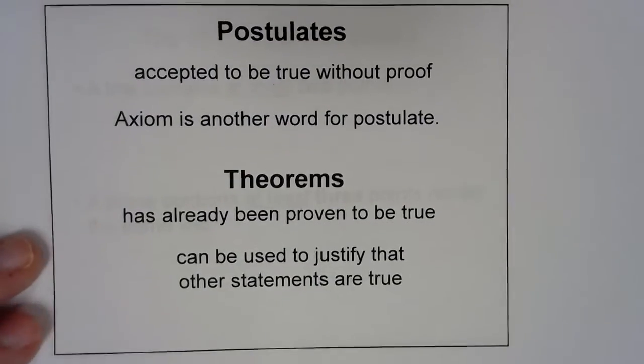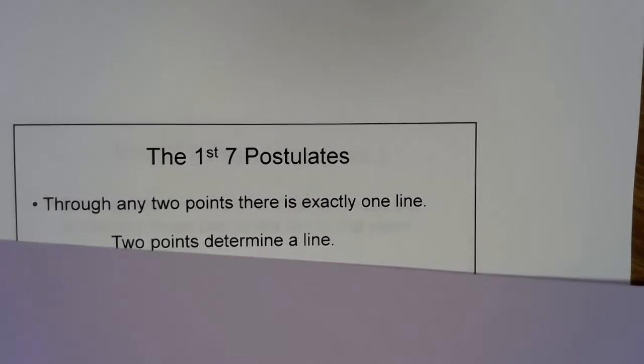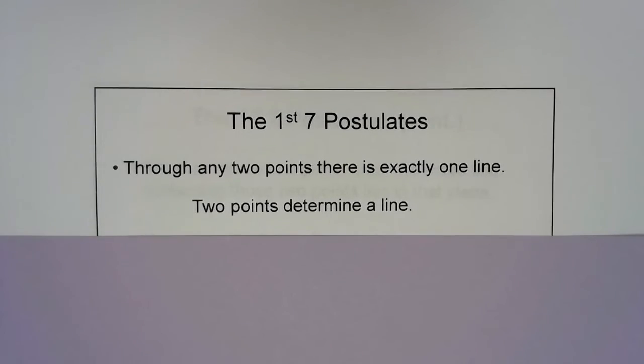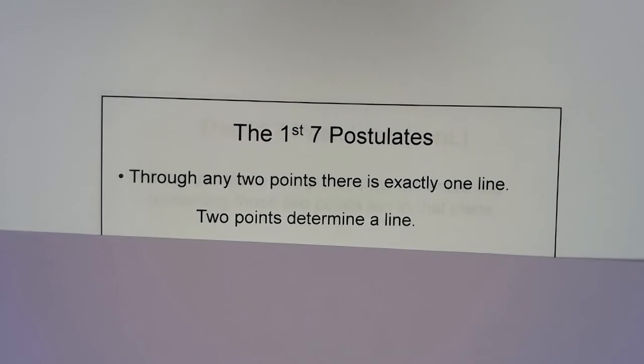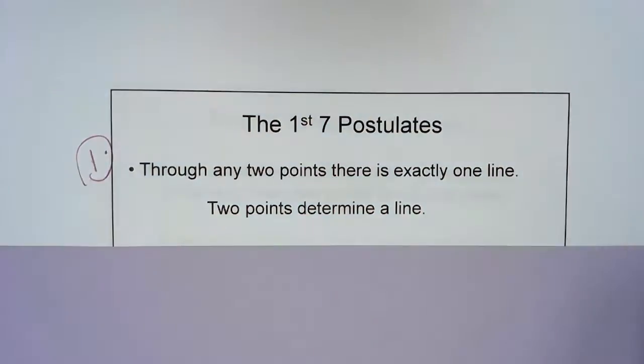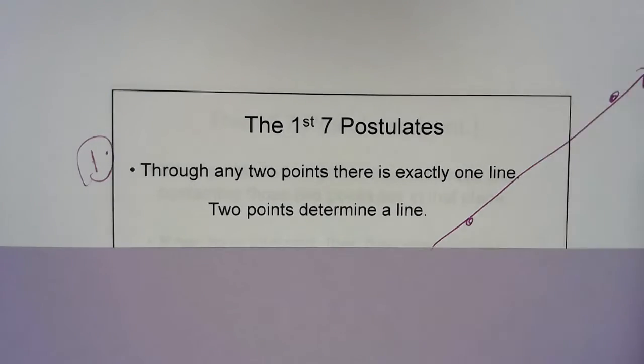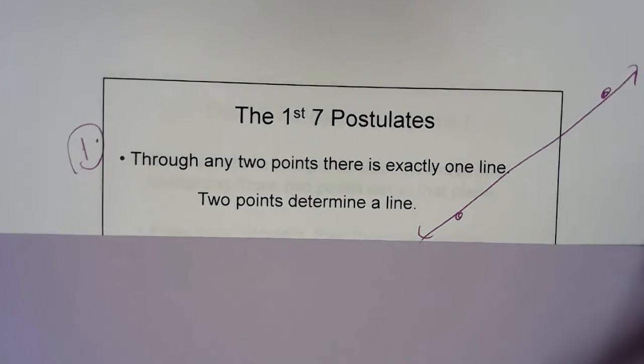So in geometry, we have what we call the first 7 postulates. So here it goes. Here's the first one. Through any 2 points, there's exactly one line. So you could reword that by saying 2 points determine a line. So we're going to call that postulate number 1. Any 2 points, I can draw one line. Okay, fair. I believe it.